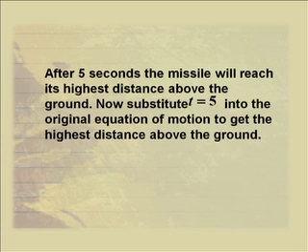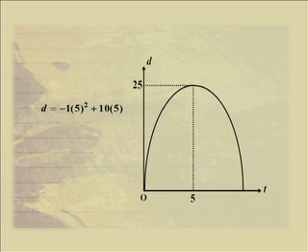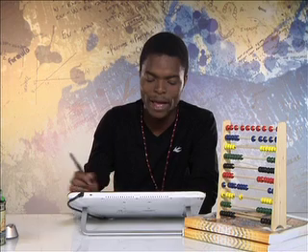Now we have to substitute t = 5 into the original equation of motion to get the highest distance above the ground. When we substitute it, we get 25.